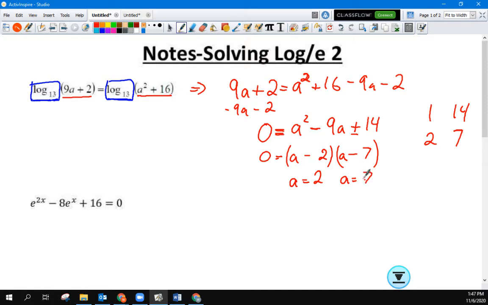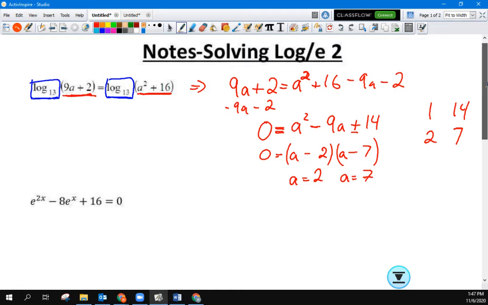Now, we should always double check that when we plug these solutions back into our logarithm, they are accurate. Because if we plug 2 or 7 into our original equation and either of them gives me a negative inside my log, that solution will not be valid, because you cannot take the log of a negative number. But you can see when I plug in 2 or 7, it's positive, so they are both, in fact, solutions.